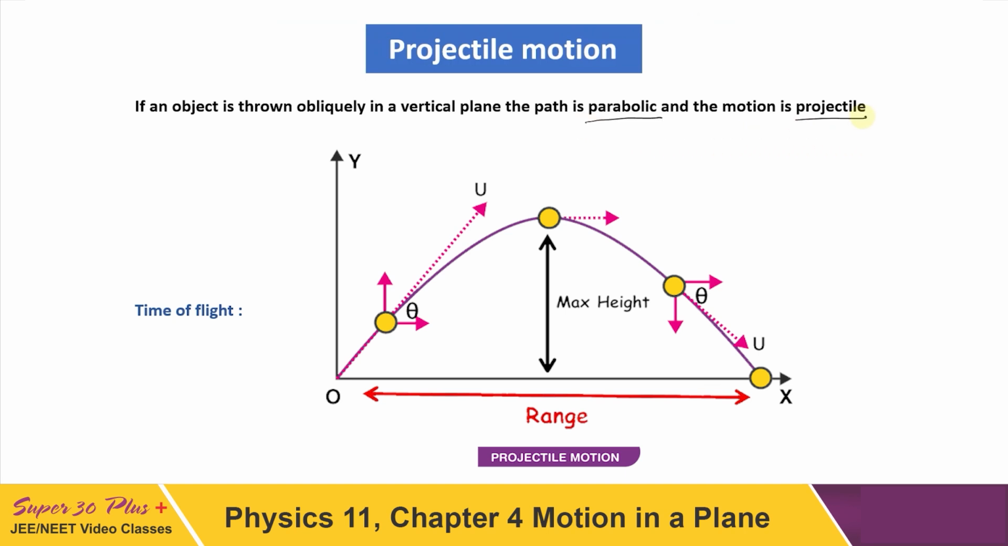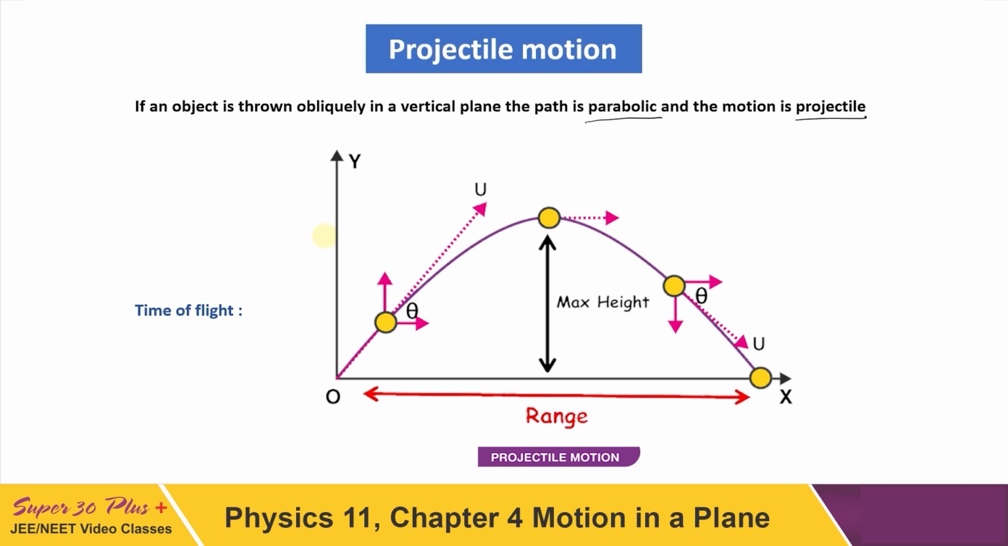Now what happens when an object is thrown obliquely in a vertical plane? Since it is thrown in a vertical plane, its motion is governed mainly by gravity and the effect of air resistance. But here, for simplicity, we will neglect the effect of air resistance and will consider gravity only. That also, gravity has to be constant throughout the motion. So this becomes a very simplified version of projectile motion, which we are going to consider.